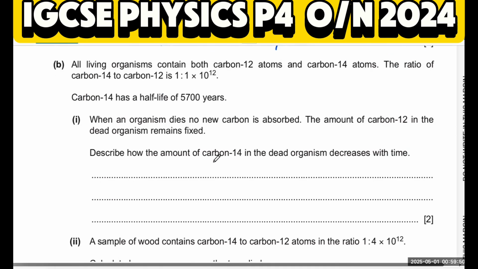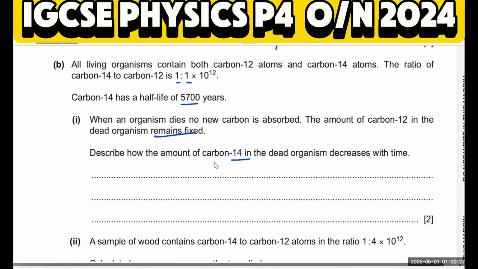All living organisms contain carbon 12 and carbon 14 atoms. The ratio of carbon 14 to 12 is 1 times 10 power 12. Carbon 14 has a half-life of 5,700 years. When our organism dies, that is carbon dating, no new carbon is absorbed. The amount of carbon 12 in the dead organism remains fixed. Describe how the amount of carbon 14 in the dead organism decreases with time, because carbon 14 is unstable, as I explained. After each 5,700 years, carbon 14 decreases by half.